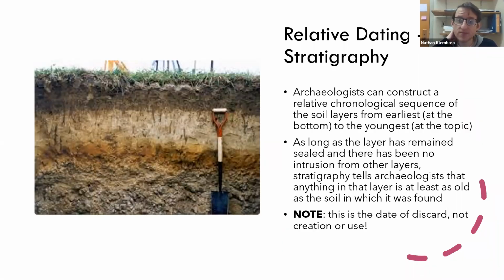This is when the object was finally thrown away, when it stopped being used, not when it was first made or first used. And some objects are going to be passed down for hundreds or thousands of years. And because of that, we have to be careful about when we date things. So just to note that whenever we find something in an archaeological record and we date it, we are saying this is when it stopped being used. This is when it was thrown away.